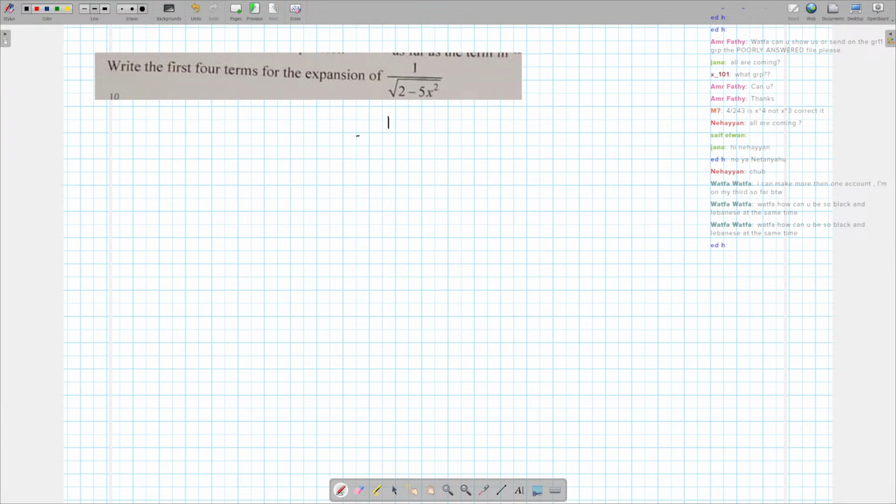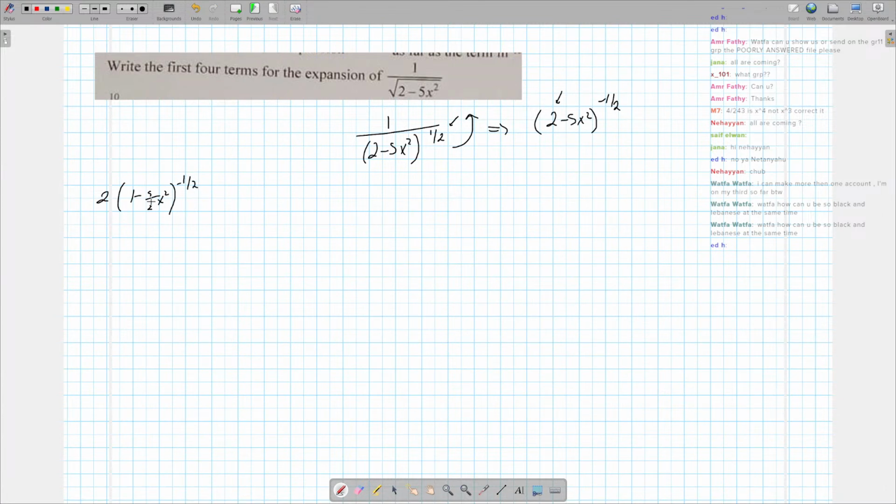First thing, we change it into an actual power, right? So it becomes 2 minus 5x squared to the power of half. Now we can't work in the denominator, so we take it up. So it's going to be 2 minus 5x squared to the power of minus half. Can we solve if our leading term is not 1? No, we can't. So we have to take the 2 out. So it's going to be 2, 1 minus 5 over 2 x squared, to the power of minus half.